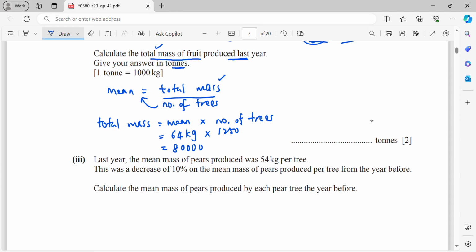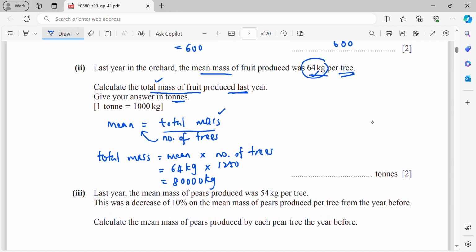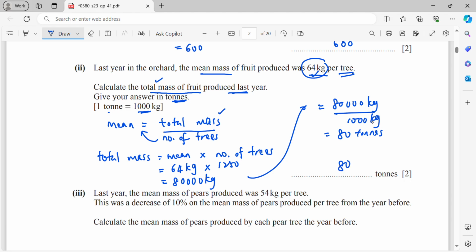Then from here, you will be getting 80,000 kilograms, right? And now it's mentioned that your answer should be in tons. So 1 ton equals 1,000 kilograms. So that means this will be the same as 80,000 kilograms over 1,000 kilograms. So from here, I will be getting 80 tons. So the answer is 80.